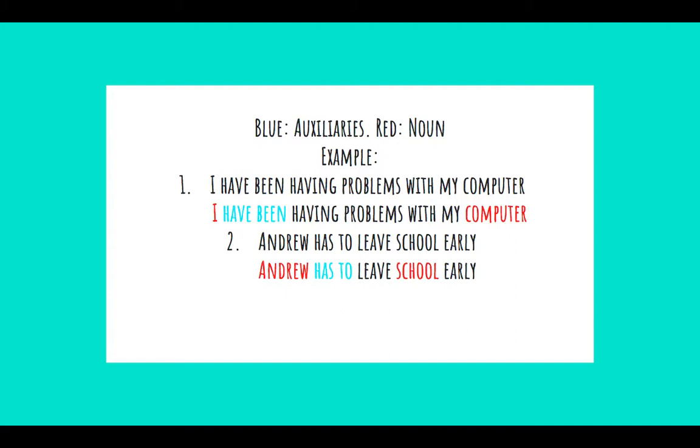Okay, so for the first one, the auxiliaries are have been, and the nouns are I and computer. So I have been having problems with my computer. The second one, the auxiliaries are has to, and the nouns are Andrew and school. So Andrew has to leave school early.